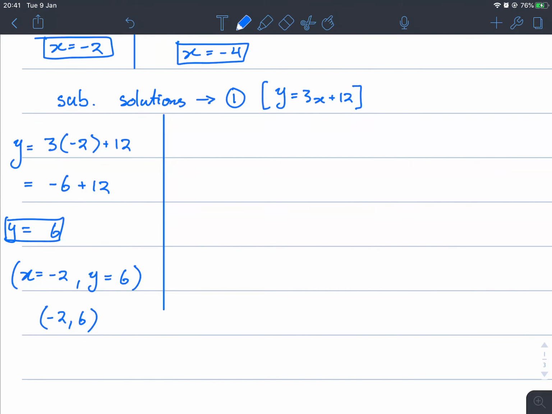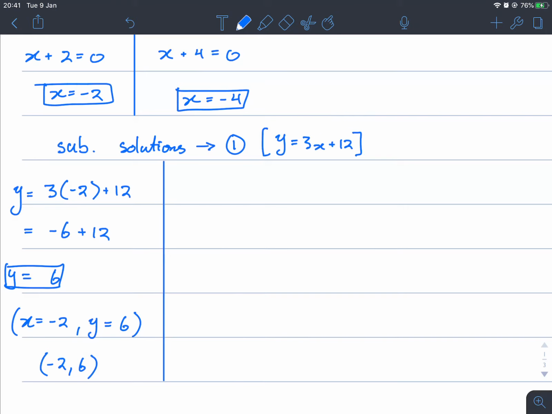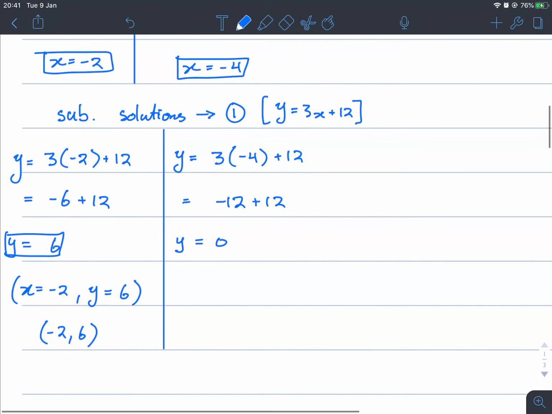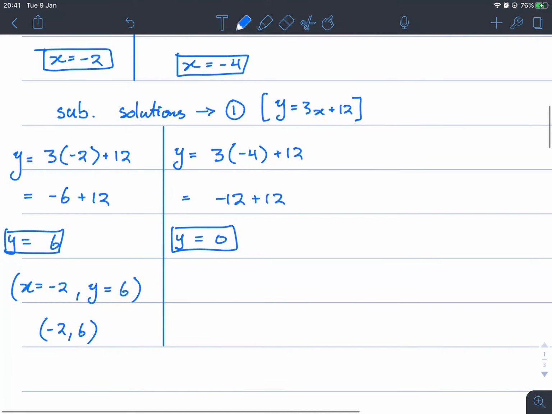Let's now take the second solution, x equals -4. I'm going to substitute this into this equation. We get y is equal to 3 times -4 plus 12. This gives me -12 plus 12, and this is going to be 0. y equals 0. There's my next solution. So this pair of solutions on the right is x equals -4 and y equals 0.